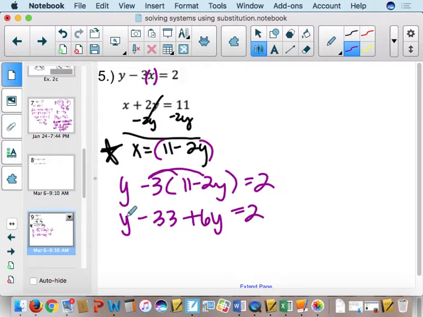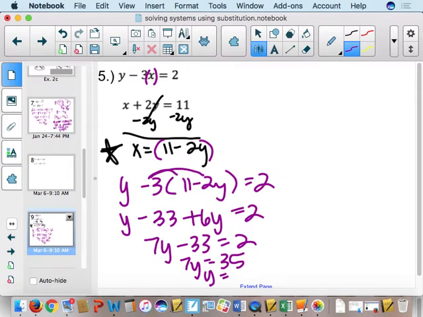So combining like terms, we have a 1y and 6y that make 7y. Minus 33 equals 2. Add 33 to the other side, 7y equals 35. Divide both sides by 7. And y equals 5. So y equals 5 is your first answer.